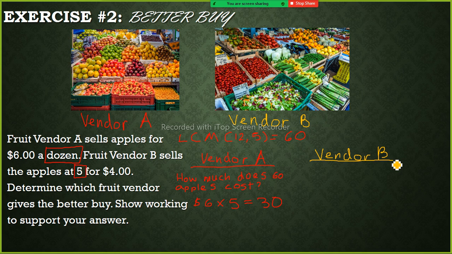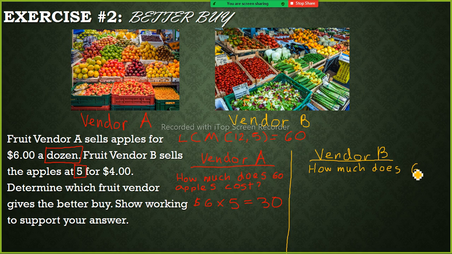Did anyone do vendor B? I'm trying to figure out how much. I did. Say it again, I can barely hear you. It's 4 times 12. Yeah, okay, that's what you get. That's correct. 48.